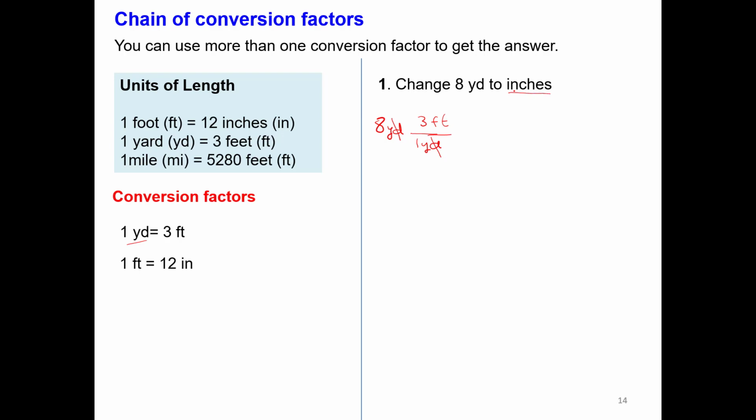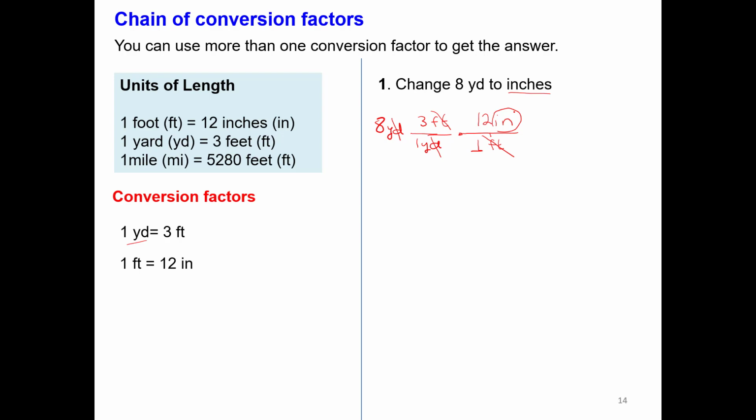Then we need to multiply by the second conversion factor. Because we want inches, we want feet in the denominator. The second conversion factor is 1 foot equals 12 inches. And you can see here the feet cancel out. And finally, we have inches. This is the unit we want.